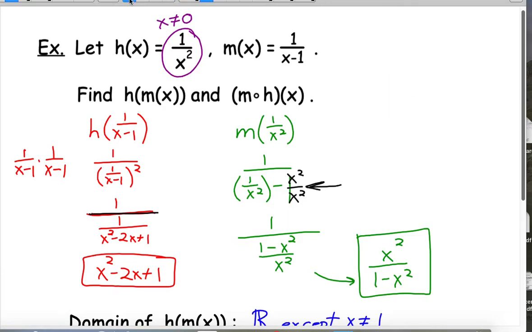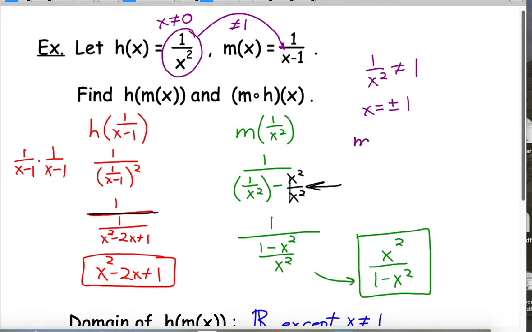Now, what about whatever comes out of h has to go in here to m? Do we have any restrictions there? Well, yeah, what's coming out of h cannot equal 1, because then m will have 1 divided by 0. So I have to look at h, the 1 over x squared, and can that ever equal 1? If it can, then that's going to be a problem. Well, sure. That'll be 1 when x is equal to a positive or a negative 1.